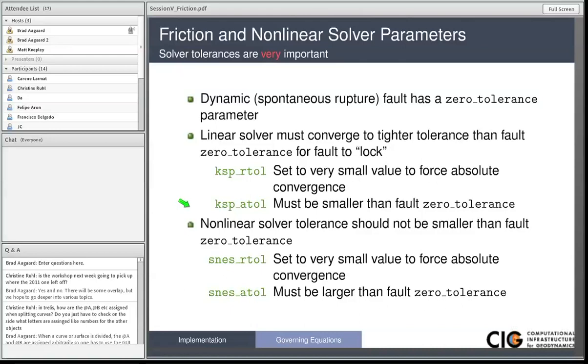Say your slip rates, if you're looking at a centimeter per year, you're starting to get down into the 10 to the minus 9 type tolerances in terms of non-dimensional units if you're using kilometers. And so you may need to set up your solver tolerances to be pretty tight. Whereas if you're doing just a static problem where you want to detect slip, or a much faster slip rate deformation, then you can get by with larger tolerances.